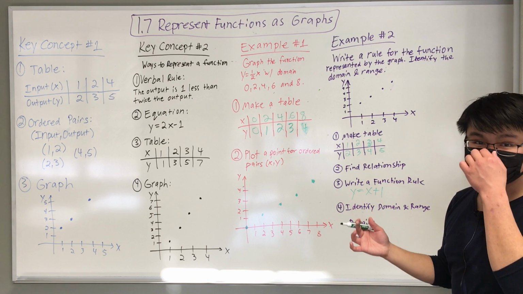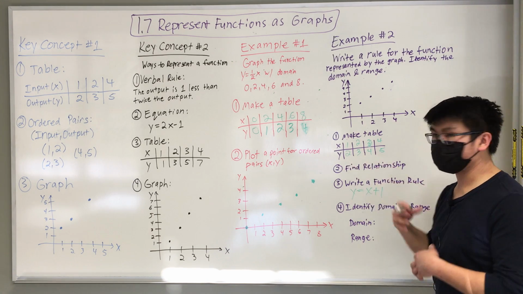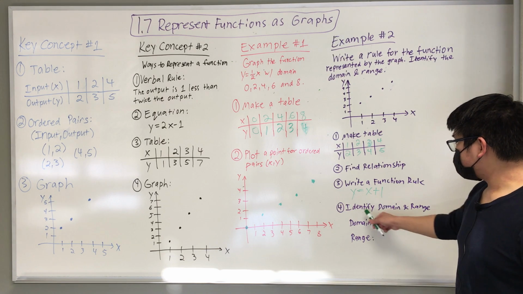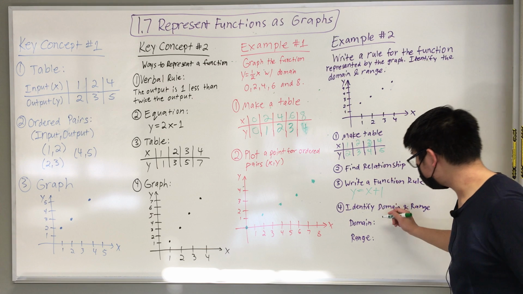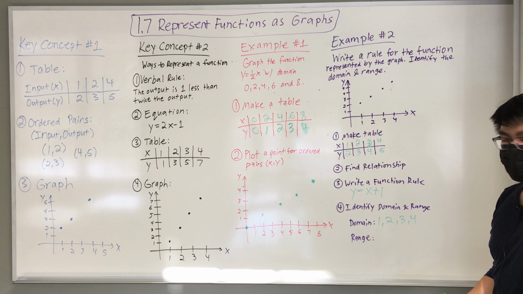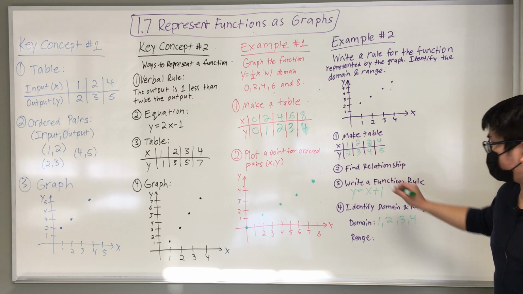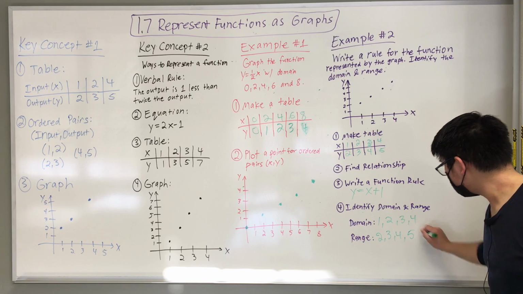This one's a little bit hard to identify, but eventually if you do more and more of it, it'll be easy to identify what the function is. Finally, to identify the domain and range. What is the domain? Again, domain is x, or inputs, so that's easy: 1, 2, 3, and 4. And then what is the range? The range is y, or outputs, which is 2, 3, 4, and 5.